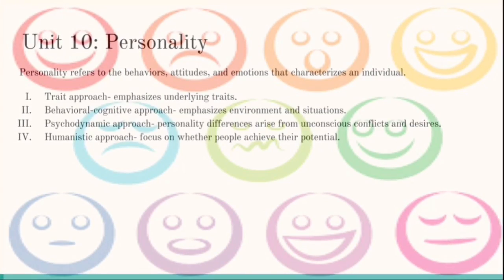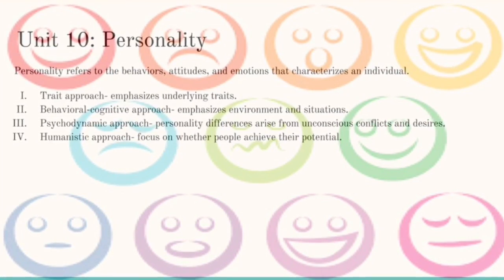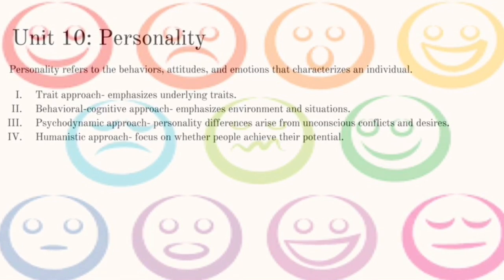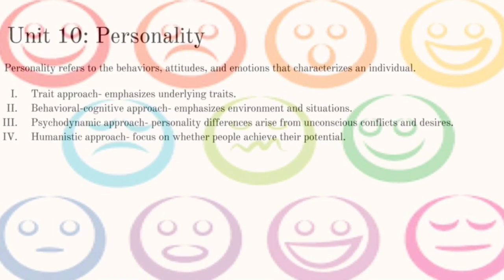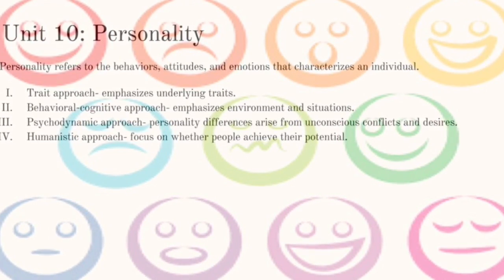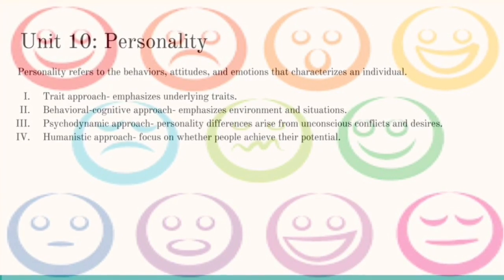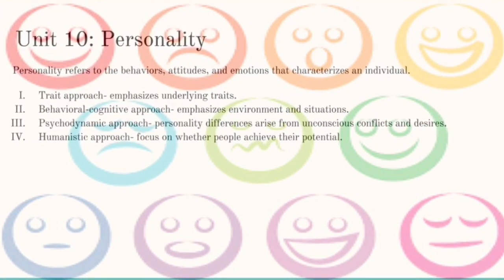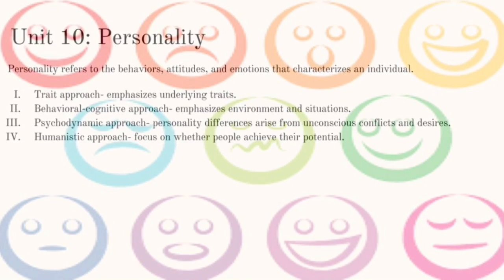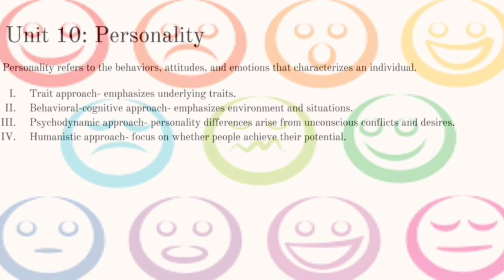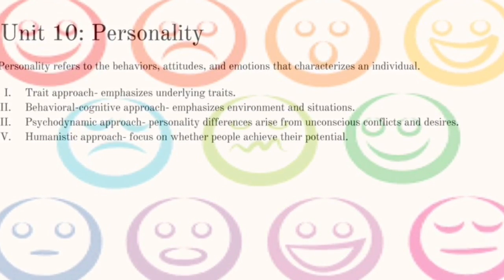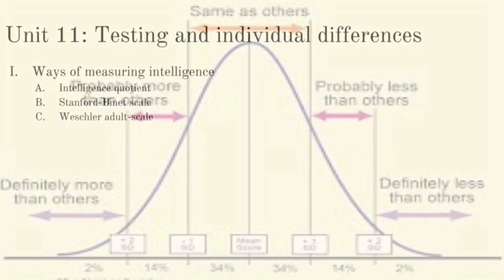Unit 10, Personality. Personality refers to the behaviors, attitudes, and emotions that characterize an individual. There are 5 different types of approaches. Trait approach emphasizes underlying traits. Behavioral cognitive approach emphasizes environment and situations. Psychodynamic approach: personality differences arise from unconscious conflicts and desires. Humanistic approach focuses on whether people achieve their potential.